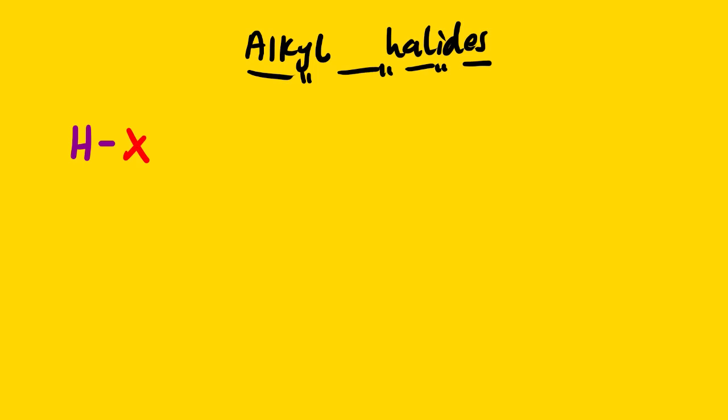For alkyl halides, remember that we have alkanes, alkenes, and alkynes. You should also know that we have the alkyl group. For the alkanes, we have methane, ethane, propane, butane. For alkenes we have ethene, propene, butene. For alkynes we have propyne, ethyne, butyne. And for alkyls we have the methyl, the ethyl, the propyl.